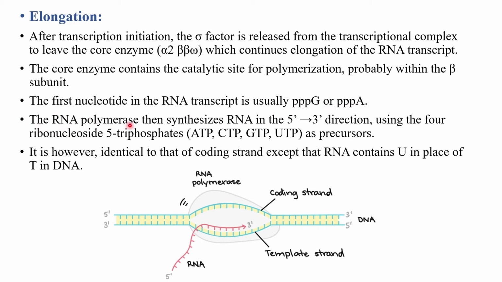The RNA polymerase then synthesizes RNA in the 5' to 3' direction using the 4 ribonucleoside 5' triphosphates ATP, CTP, GTP, UTP as precursors. It is, however, identical to that of the coding strand except that RNA contains U in place of T in DNA. This is the template strand, this is the coding strand, this is the newly formed RNA, and this is the RNA polymerase enzyme.